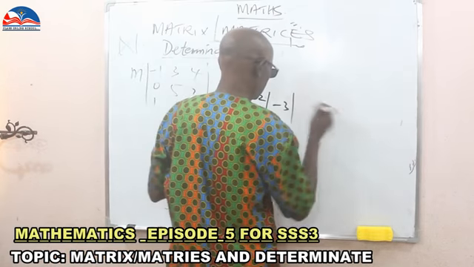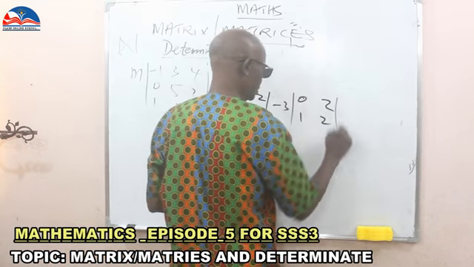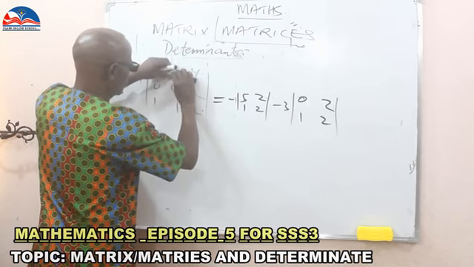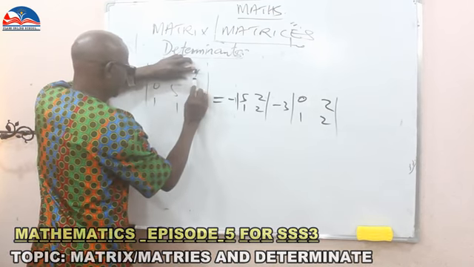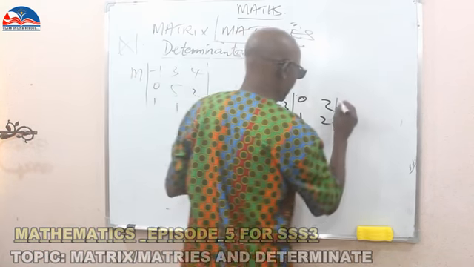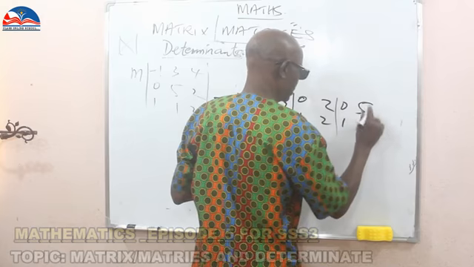Now 0, 2, 1, 2. Now the third one, take 4. We take 4, the whole row condemned, the whole column condemned. It means 0, 5, 1, 1. Now 0, 5, 1, 1.